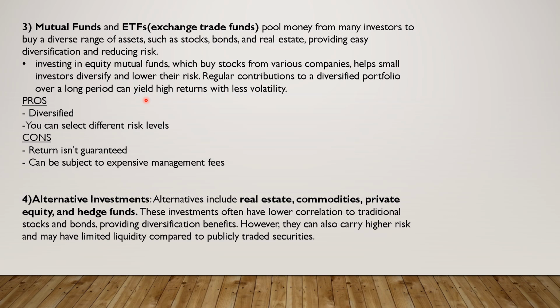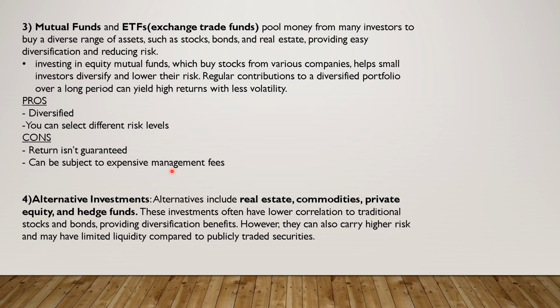So, the advantages of mutual funds: we have diversification, which means the spread of risk, thus minimizing the risk. Also, you can select different risk levels. We have cons or disadvantages. In other words, returns aren't guaranteed. The return of mutual funds cannot be guaranteed since you don't know when and where you're going to receive them. We also have subjection to expensive management fees. It is costly, hence expensive.